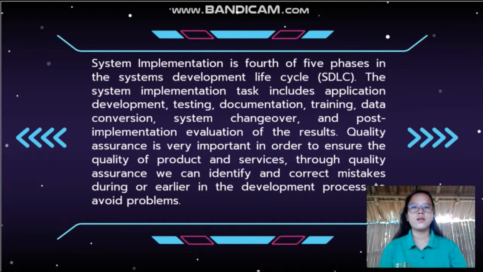System implementation is fourth of the five phases in the Systems Development Life Cycle, or SDLC. The system implementation task includes application development, testing, documentation, training, data conversion, system changeover, and post-implementation evaluation of the results. Quality assurance is very important in order to ensure the quality of product and services. Through quality assurance, we can identify and correct mistakes during or earlier in the development process to avoid problems.